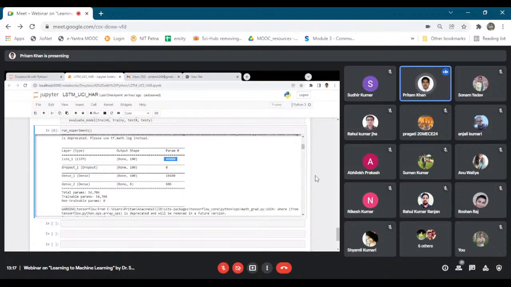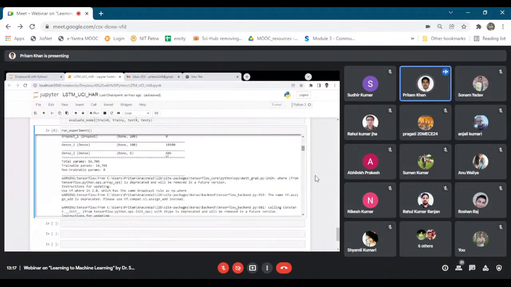In the LSTM layer, there are 44,000 parameters. In the dropout layer, nothing is there, because that is some kind of regularization. Then in the first dense layer, there are 10,100, and in the final dense layer, you have 606. The total parameters will give you the computational complexity of the entire model. So these are the total number of trainable parameters.